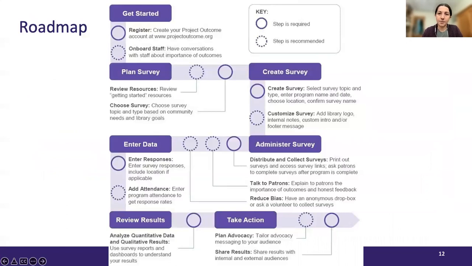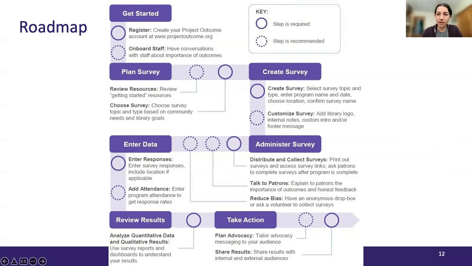If you're new to assessment or evaluation or new to using Project Outcome, this data collection roadmap can help you track the steps to follow. It's available in the Project Outcome resources. The process starts with creating your Project Outcome account and choosing an appropriate survey. You can then follow it along to setting up the survey, administering it, and reviewing your results, and of course, taking action at the end.